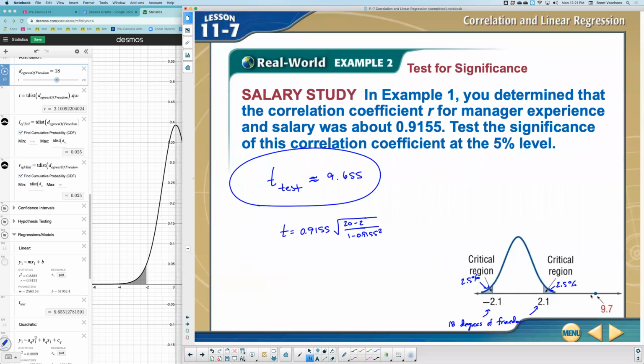And so let me go back here. And since this value is past the critical region, or inside the critical region, I know this line should continue on. We would say that it is significant.